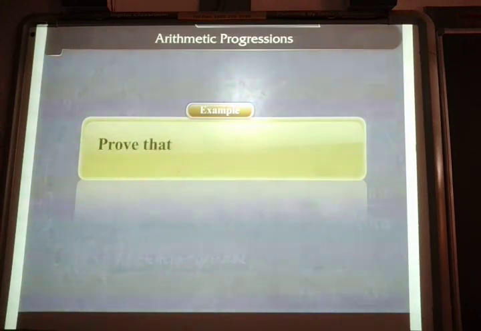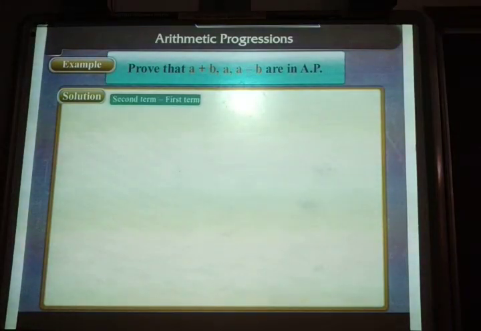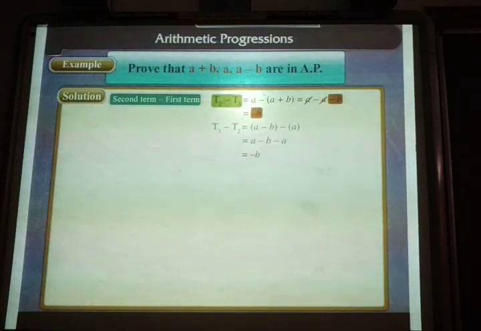Example. Prove that a plus b, a, a minus b are in arithmetic progression. Solution. Here, second term minus first term is equal to t2 minus t1, which is equal to a minus (a plus b), which is equal to minus b.